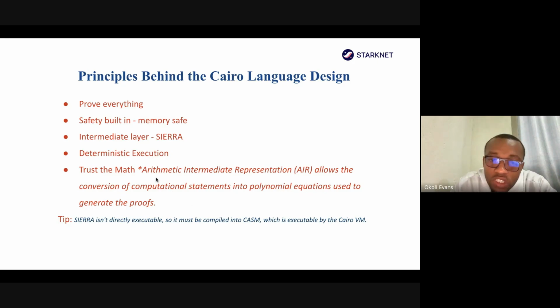So this algebraic intermediate representation is what is used to create the execution trace. I mentioned the execution trace earlier. That is like a mathematical summary of everything that happens in a transaction. So this arithmetic intermediate representation, AIR, is what is used to convert computational statements into polynomial equations.